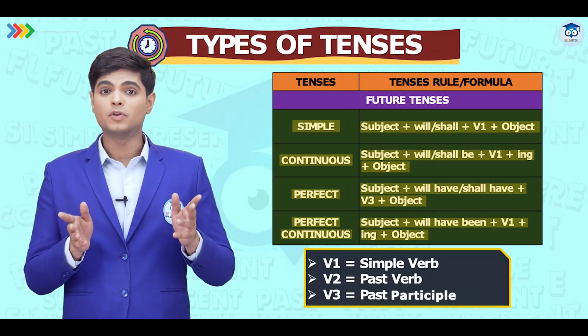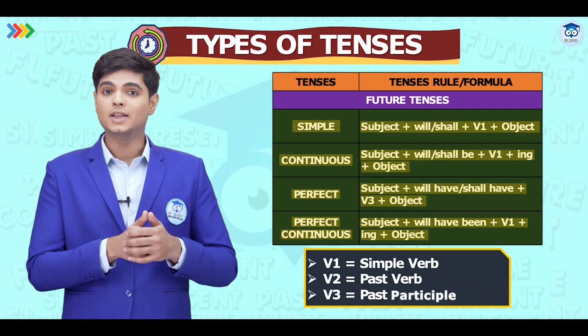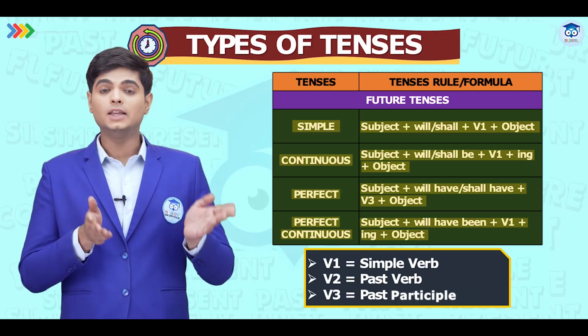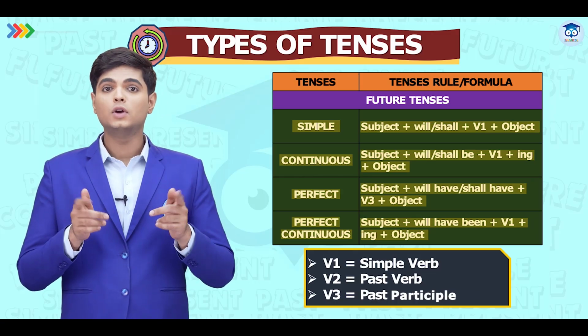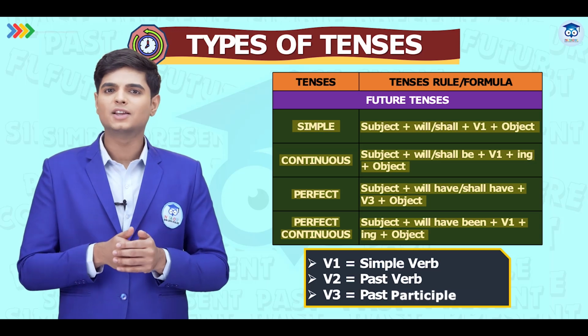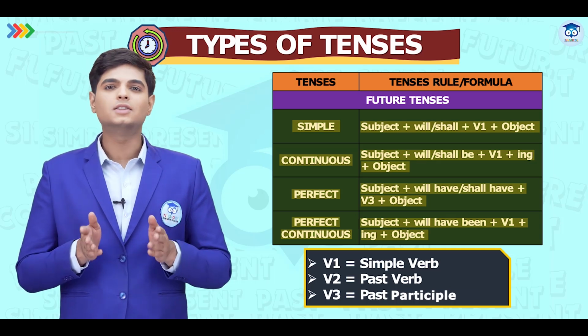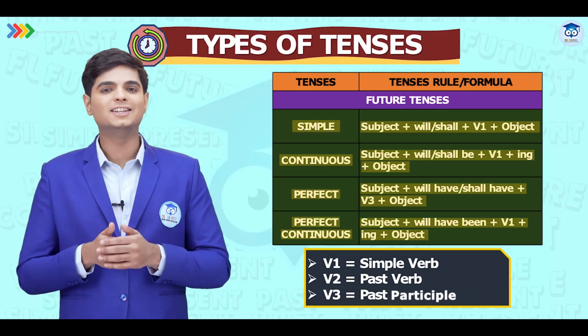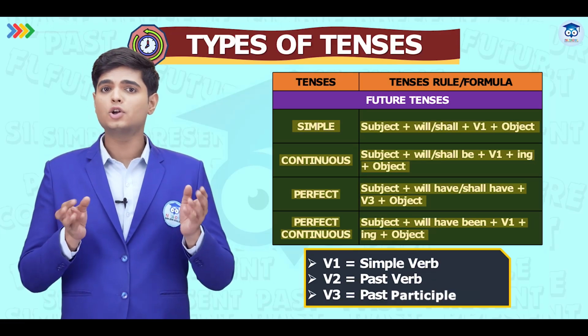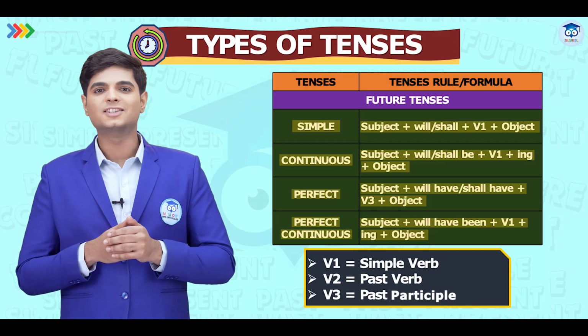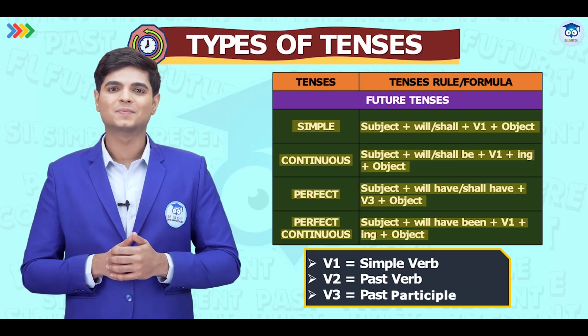Just to clarify before we move on, V1 means the base verb, for example eat, play. V2 is the past form like ate, played, and V3 is the past participle such as eaten. These formulas are your tools for building clear, correct sentences in any tense.